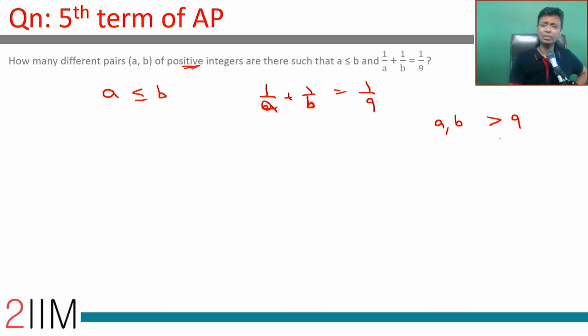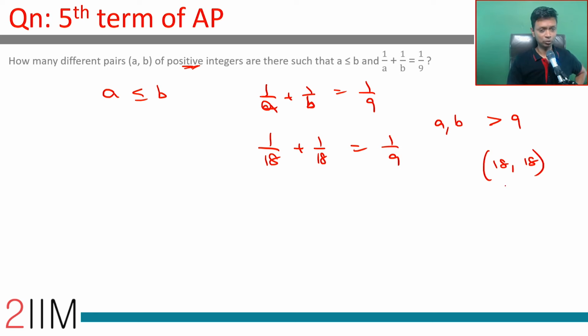Fine. So the simplest idea to think about is 1 by 18 plus 1 by 18. This is 1 by 9. So a and b can be 18 comma 18. That is one possibility, half and half. Now a is less than or equal to b, so 1 by a will be higher and 1 by b will be lesser. This works: 1 by 18 plus 1 by 18 is 1 by 9.